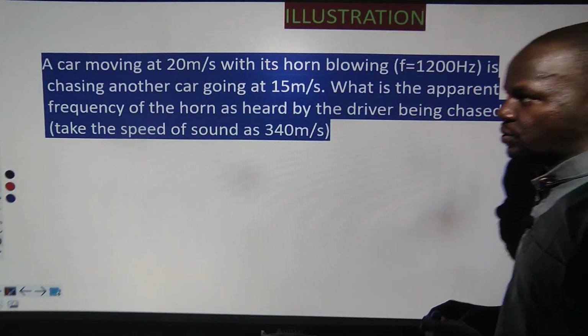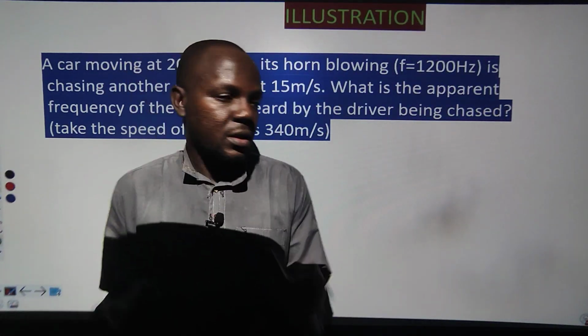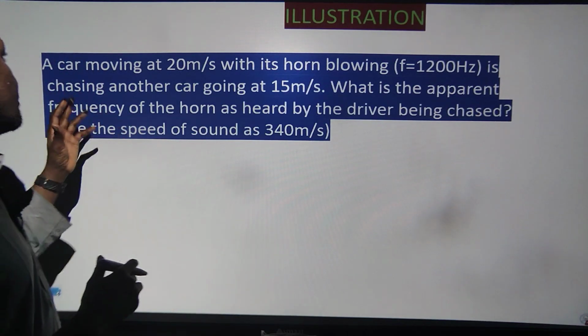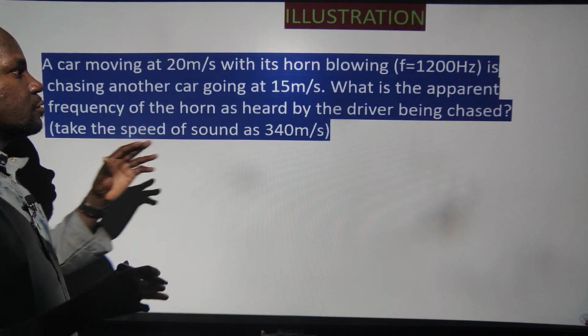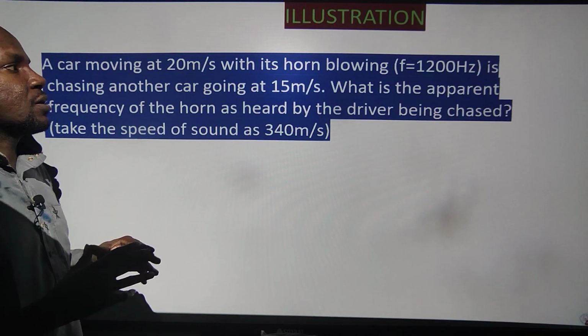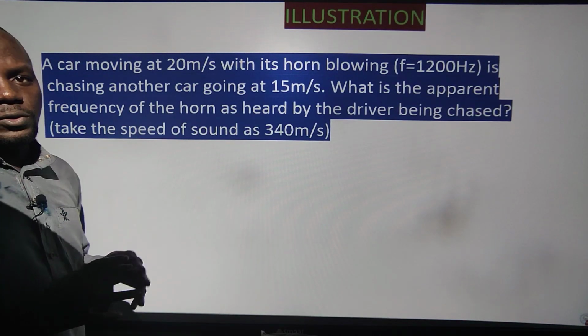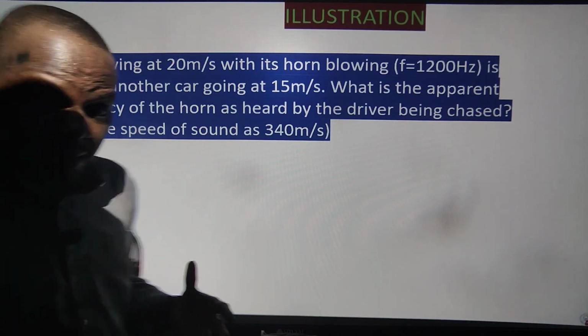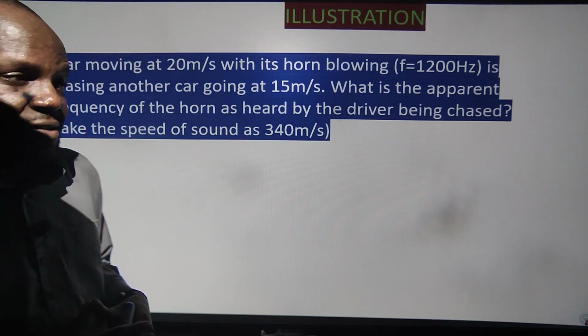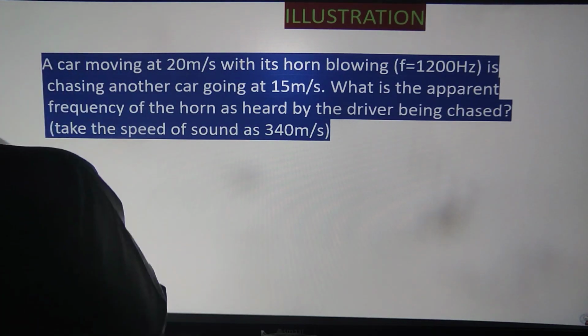So the last one, which I will do for today, this is the last one. As usual, I will do two examples. So let's look into this. A car is moving with a speed of 20 meters per second with its horn blowing. So that is the one producing the sound. So that is not the observer, but that is the source. So please always keep that in mind.